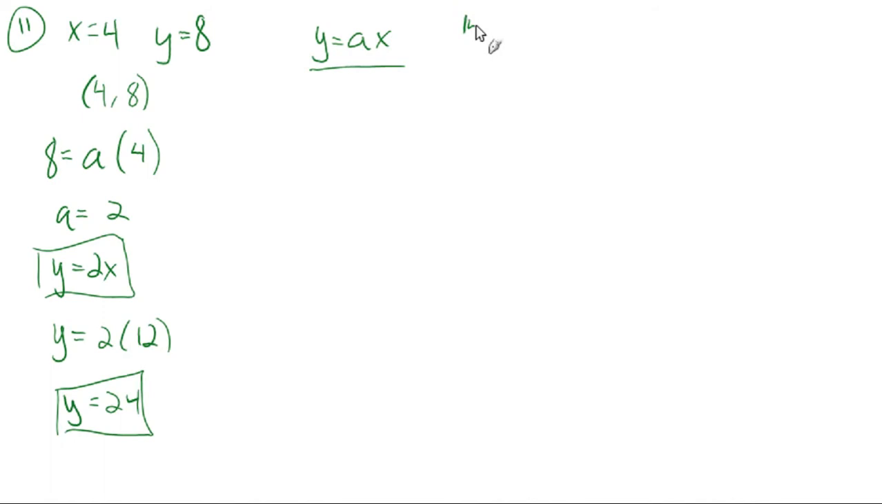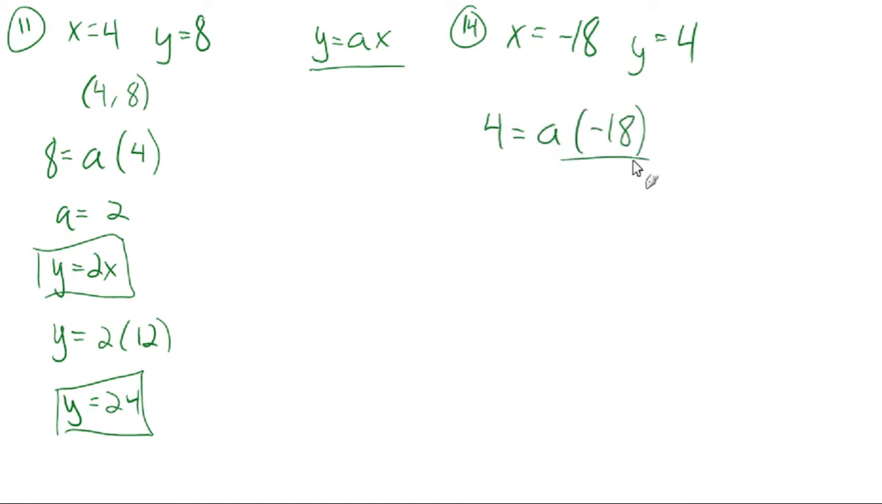Let's do one more like that. x is equal to negative 18. y is equal to 4. So we know that y is 4, and that's equal to some number times x. x is negative 18. We'll divide by negative 18, and we'll get that a is equal to negative 2 over 9.